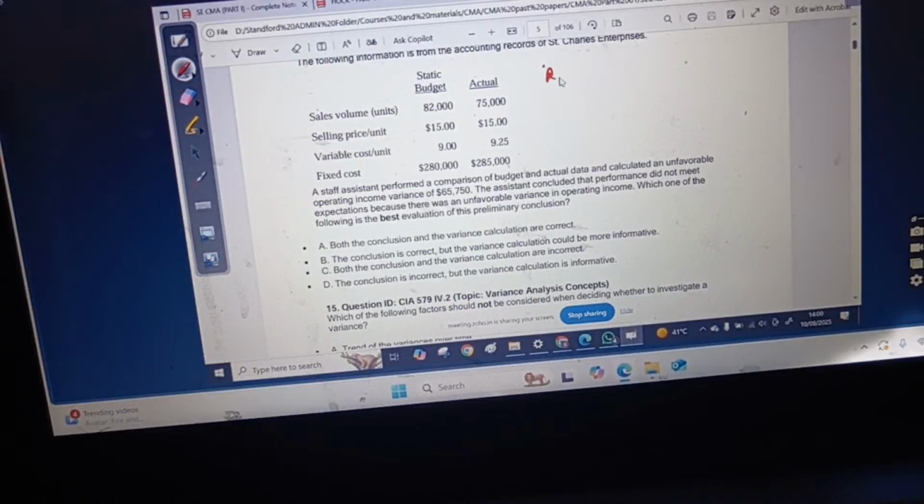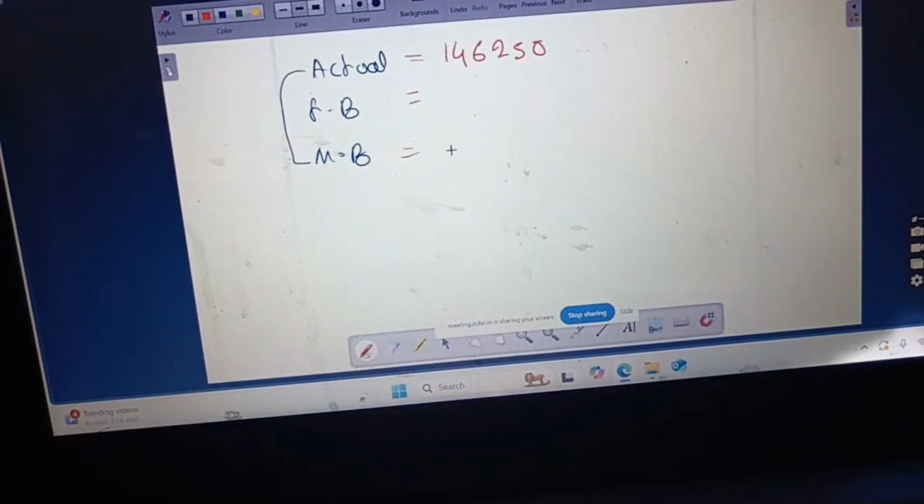Plus 490 and it's 212. That is the operating income? Yeah, operating income is 212. This is the operating income.